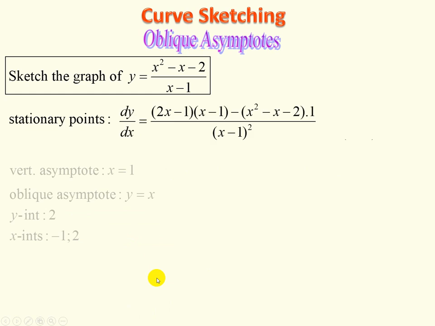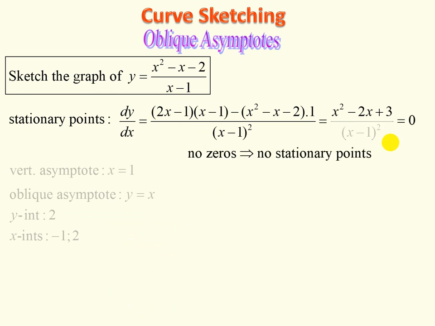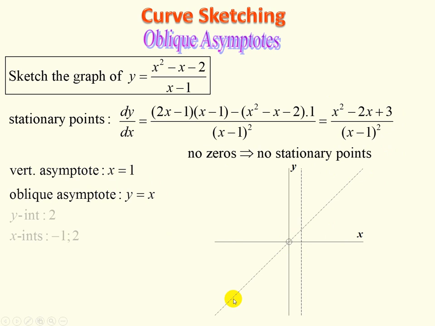So, stationary points. Derivative by quotient rule, simplifying, put it equal to 0. No zeros. If you substitute the values into the quadratic formula, you're going to end up with the square root of a negative. Vertical asymptote 1. Oblique asymptote y equals x. I've just drawn the asymptotes as broken lines. Y-intercept of 2, x-intercepts minus 1 and 2.